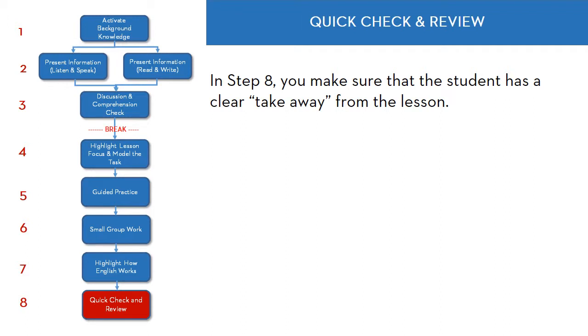Step 8 is where you end a lesson by summarizing key points and getting feedback from your student, rather than simply stopping when the time is up. Of course, you could just ask, what did you learn today? What should we talk about next? What was easy? What was difficult for you? But sometimes it's helpful for both of you if the student writes down his thoughts.